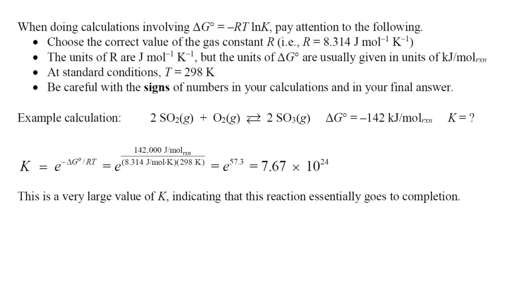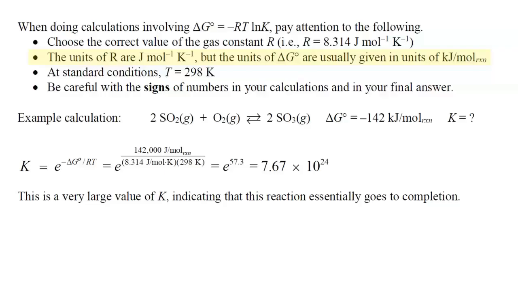So on this slide is something I had presented in my video that included topic 9.5. When doing calculations involving delta G equals negative RT natural log of K, pay attention to the following. Choose the correct value of the gas constant R, that is, R equals 8.314 joules per mole per Kelvin, and the units of R are joules per mole per Kelvin, but the units of delta G are usually given in units of kilojoules per mole of reaction. So watch out, you have to convert either kilojoules to joules or vice versa, so make sure that the units match up.